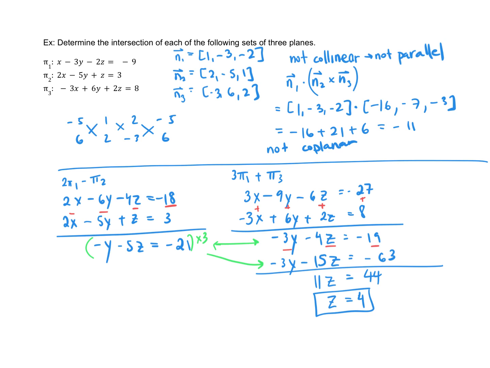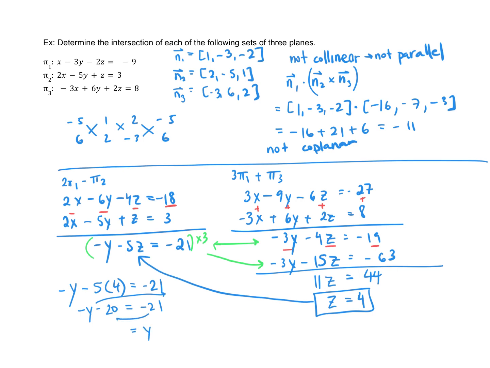Now I can slowly bring this value into the other equations to get my other variables. So I'm going to plug z into this equation here. -y minus 5 times 4 equals -21. So -y minus 20 is negative 21. I'm going to do a swap this way so that the y is positive, and then I have negative 20 plus 21.